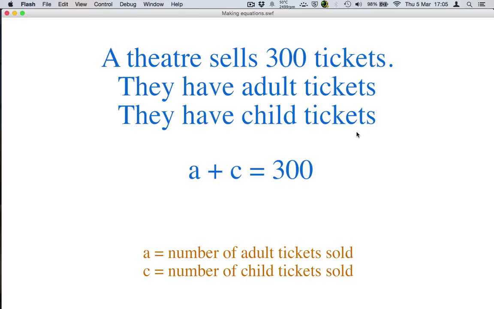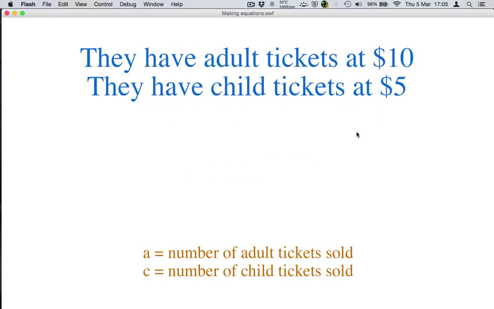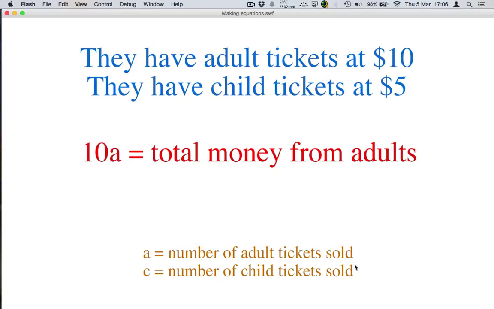We've dealt with the number of tickets, let's deal with the cost. So, they have adult tickets at $10 and they have child tickets at $5. Well, how many adult tickets did they sell? They sold A. It says right here at the bottom, A equals the number of adult tickets sold. So if they sold 1 ticket, they make $10. If they sold 2 adult tickets, it'd be $20. If they sold 3 adult tickets, it'd be $30. So if they sell A adult tickets, it will be 10 times A. So 10A is the total money from adults.